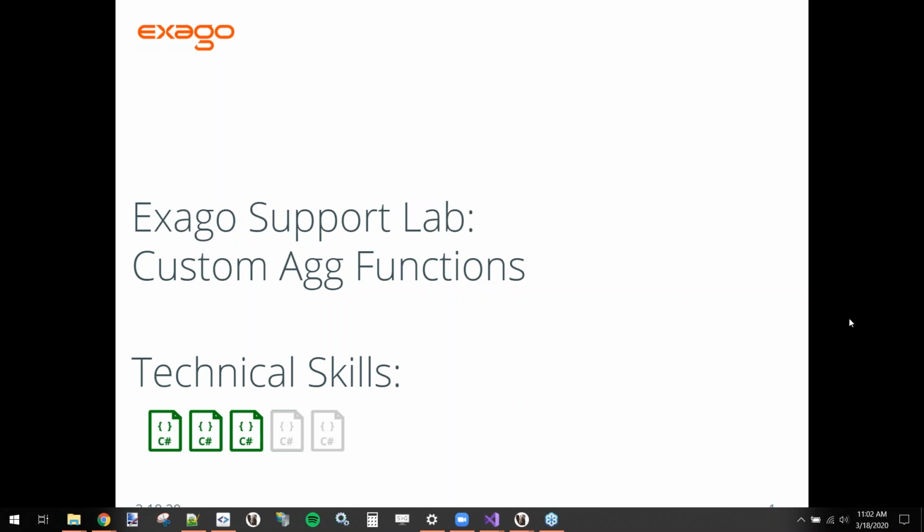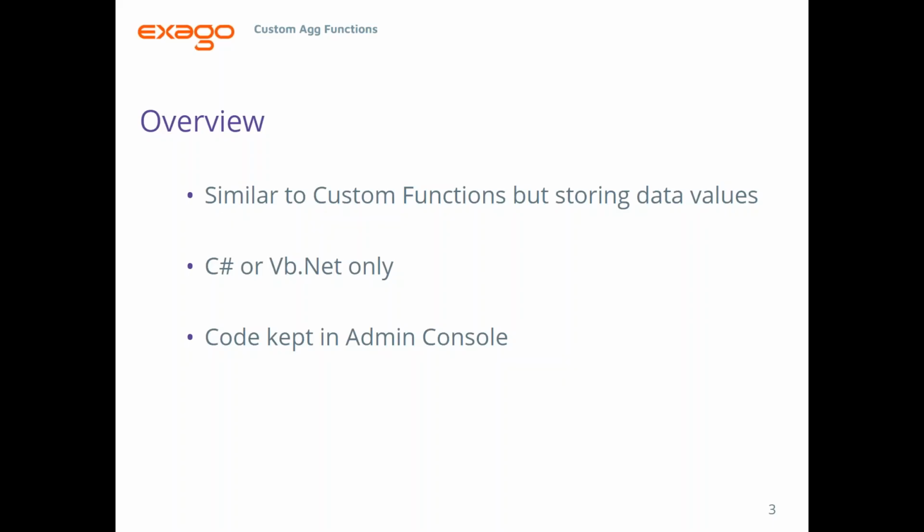Okay, great. So with that, we'll kick it forward. The agenda is pretty simple. We're going to give an overview of what custom aggregate functions are and how they differ from custom functions. We're going to show two examples, showing the code and then showing them running live on Exago reports. Then there will be a few disclaimers and notes, just things to be aware of, and that'll be it. The whole lab should take about 15, maybe 20 minutes.